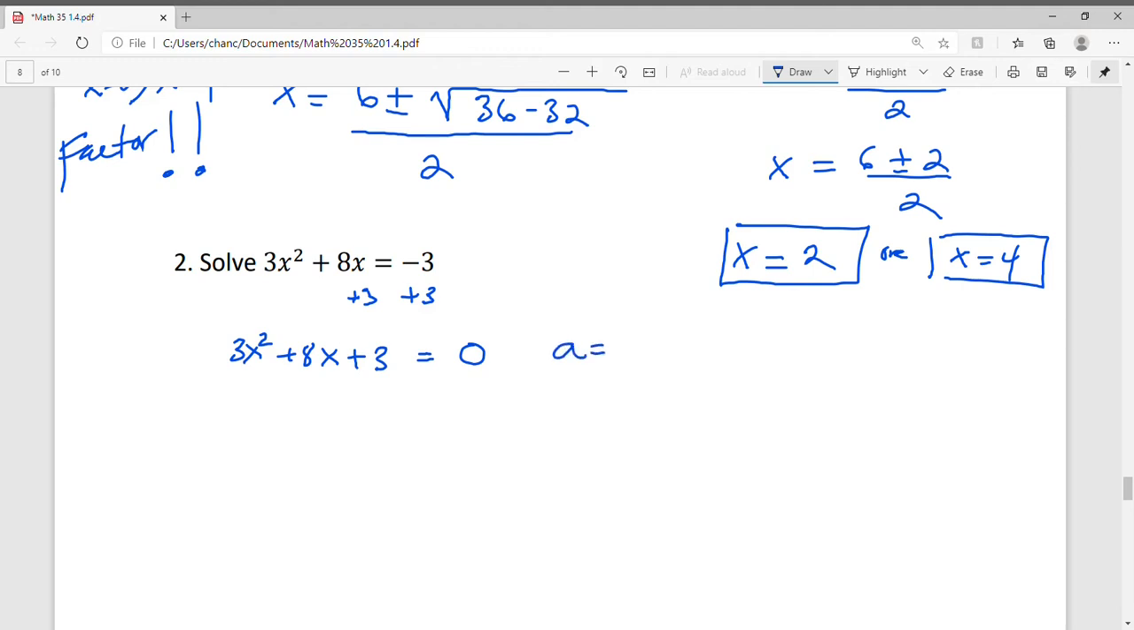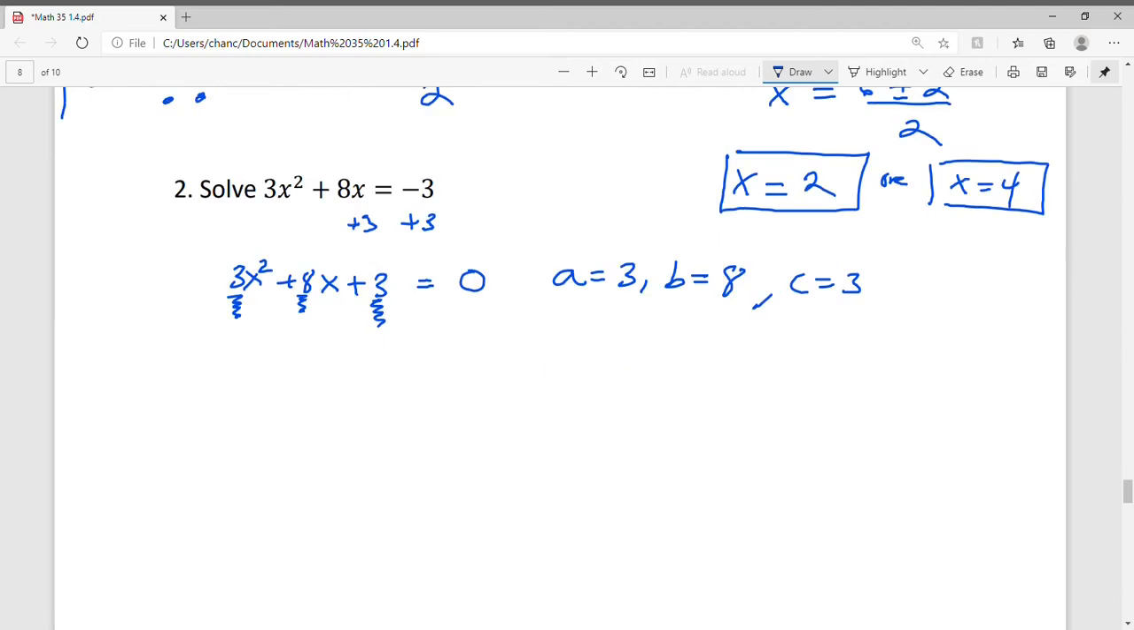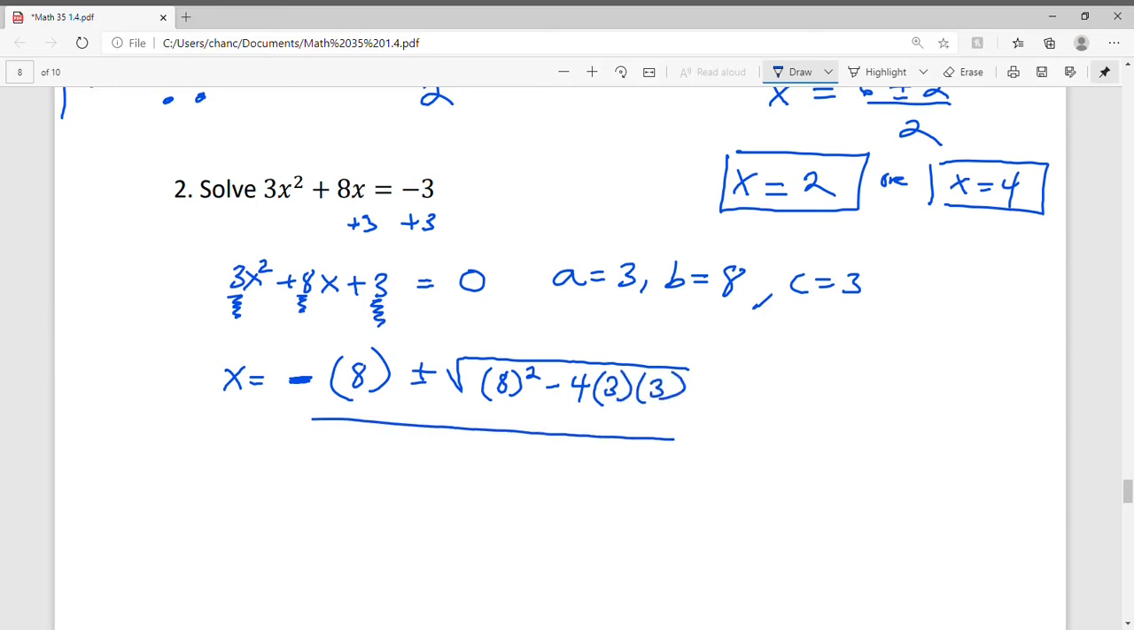A is equal to 3. B is equal to 8. C is equal to 3. So let's plug it into the formula now. We have x equals negative b, which is 8. B is 8. Don't forget the negative in the front. Plus or minus the square root of b squared minus 4 times a, which is 3, times c, which is 3. Let's divide that by 2 times 3.